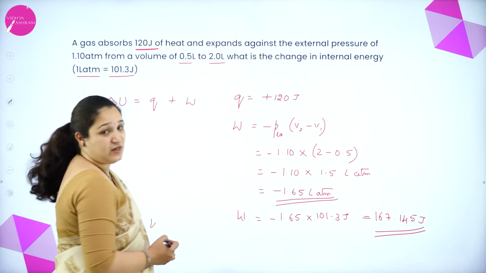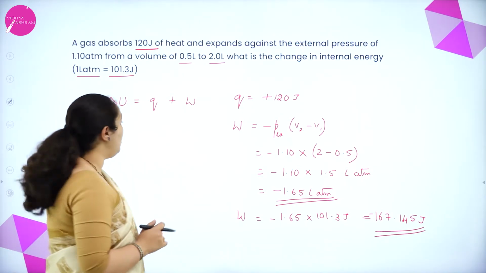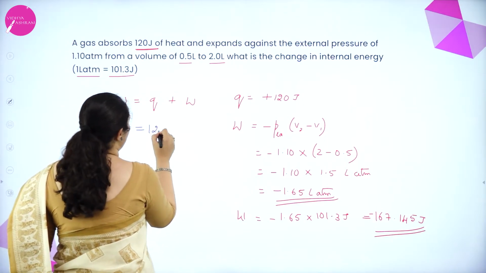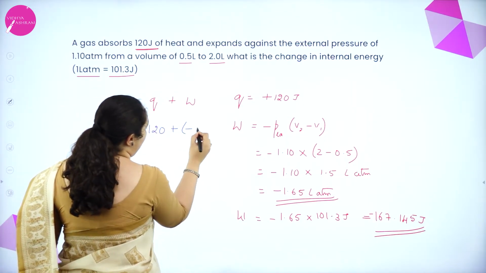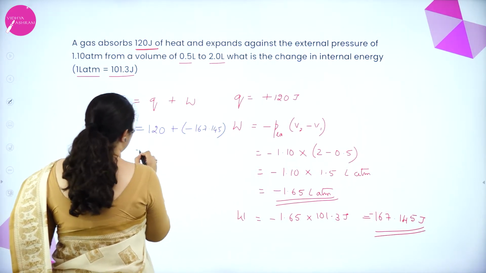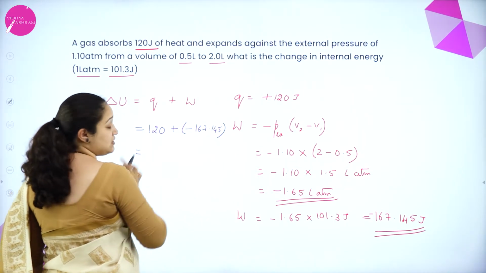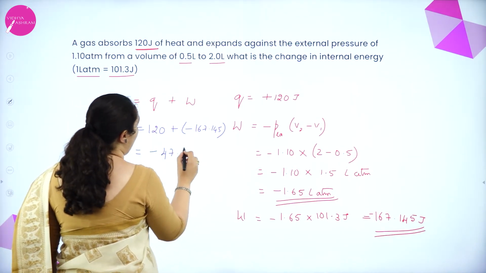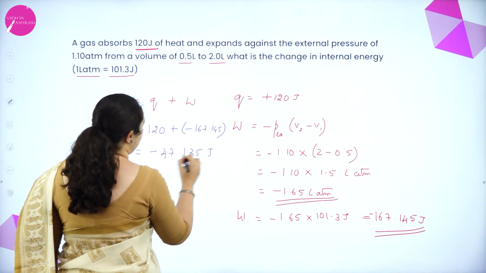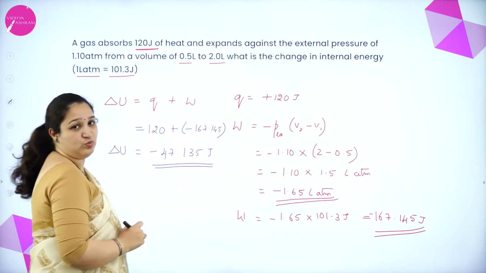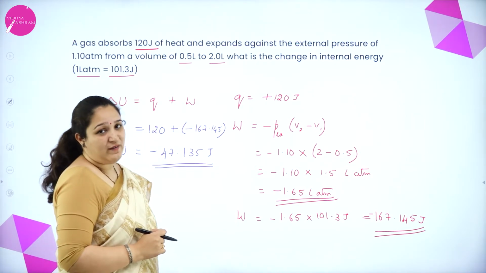I'll have to substitute over here. Now here what we are going to do? Now we have to substitute the Q value, that is 120 plus minus 167.145 joules. So this will be equal to, see, this is plus, this is minus. So you'll get the minus answer, that is 47.135 joules. So this is delta U. Okay. I hope you have understood this.